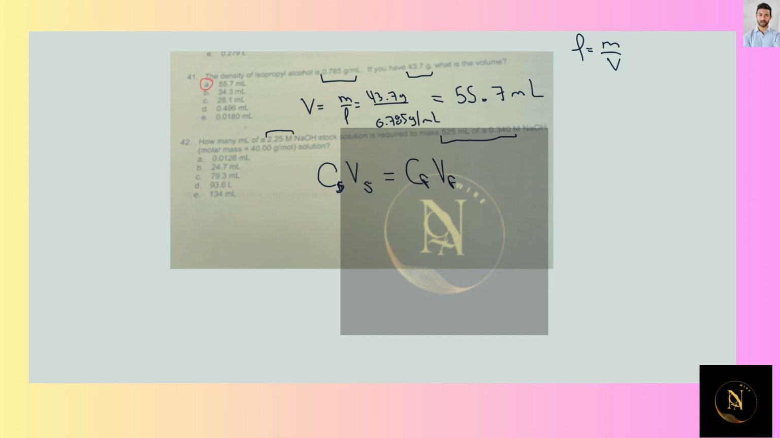Overall, what this is telling us is essentially that the amount of moles that we're going to add needs to be equal to the amount of moles that is going to be finally in our solution. So to know the volume of the stock required, we're going to have the final concentration, the final volume of the solution, and the concentration of the stock.